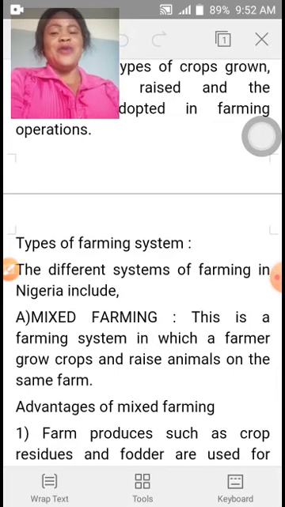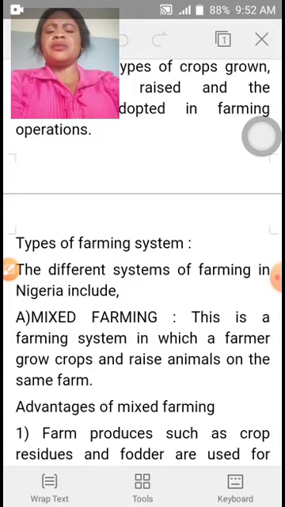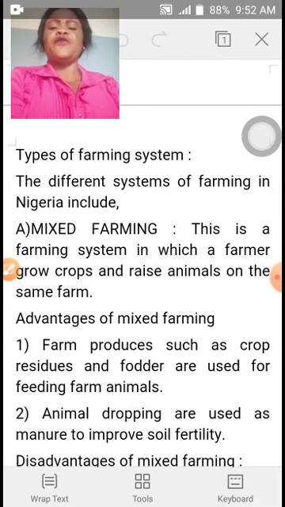I hope you are with me. Don't sleep, continue to write. Number 1 is farm produce such as crop residues and fodder are used for feeding farm animals. Farm produce such as crop residues.